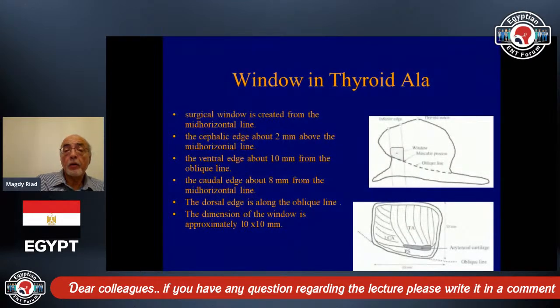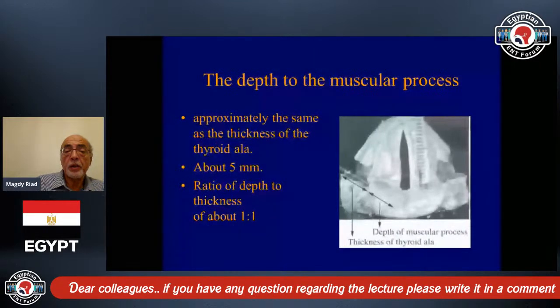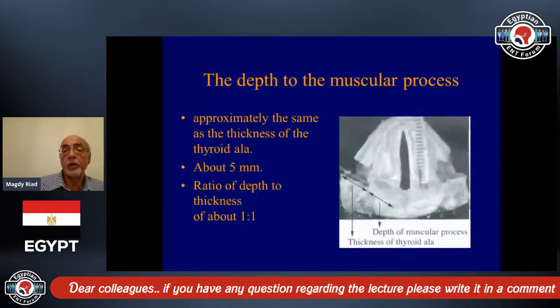Now remember that the posterior third of the thyroid cartilage is actually a pharyngeal part rather than laryngeal. If you get in there, then you would find yourself in the piriform fossa. So you'd have to work in front of the oblique line of the thyroid, and certainly just around the level of the vocal fold, not higher, in order to get to the muscular process of the arytenoid. And it's about 5 millimeters deep from where you make your thyroid window.